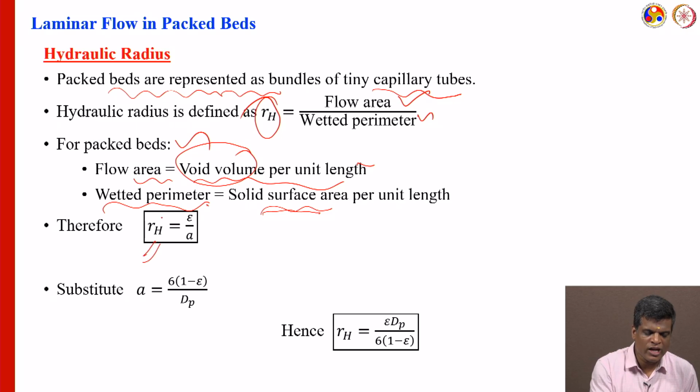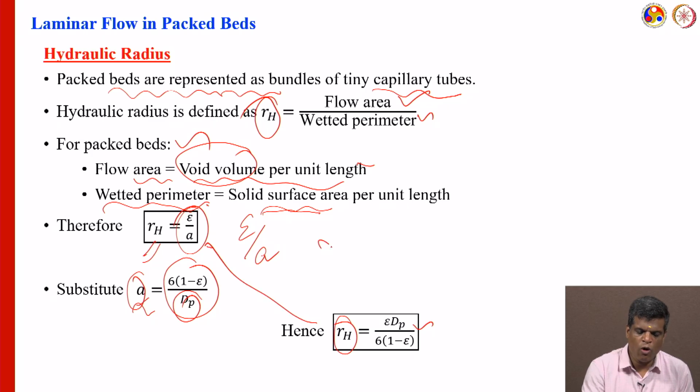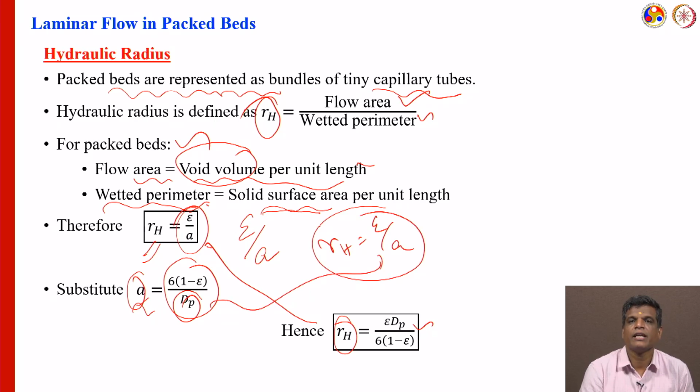Therefore, we can write RH equal to epsilon by A, where epsilon is the porosity. We already know the area A, which for the solid is 6 times 1 minus epsilon by dp. Substituting the A value into RH equal to epsilon by A, we get the hydraulic radius RH equal to epsilon dp by 6 into 1 minus epsilon.